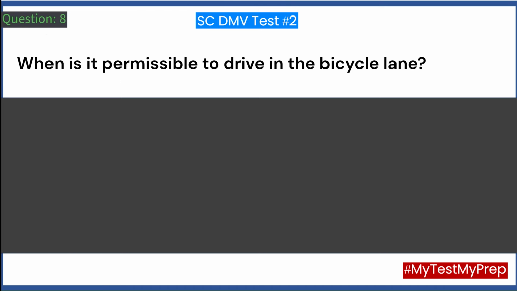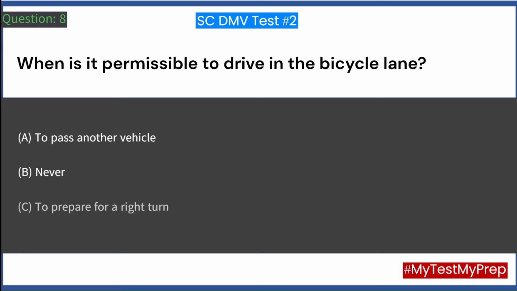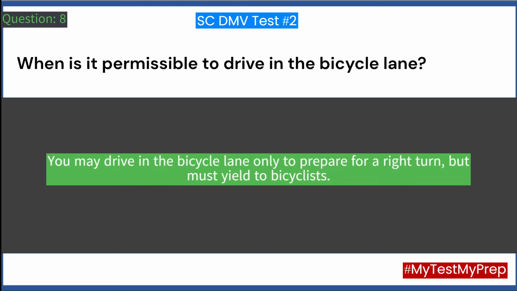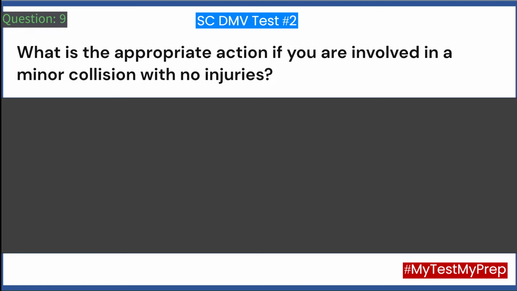When is it permissible to drive in the bicycle lane? A. To pass another vehicle. B. Never. C. To prepare for a right turn. Answer, C. You may drive in the bicycle lane only to prepare for a right turn, but must yield to bicyclists. What is the appropriate action if you are involved in a minor collision with no injuries?